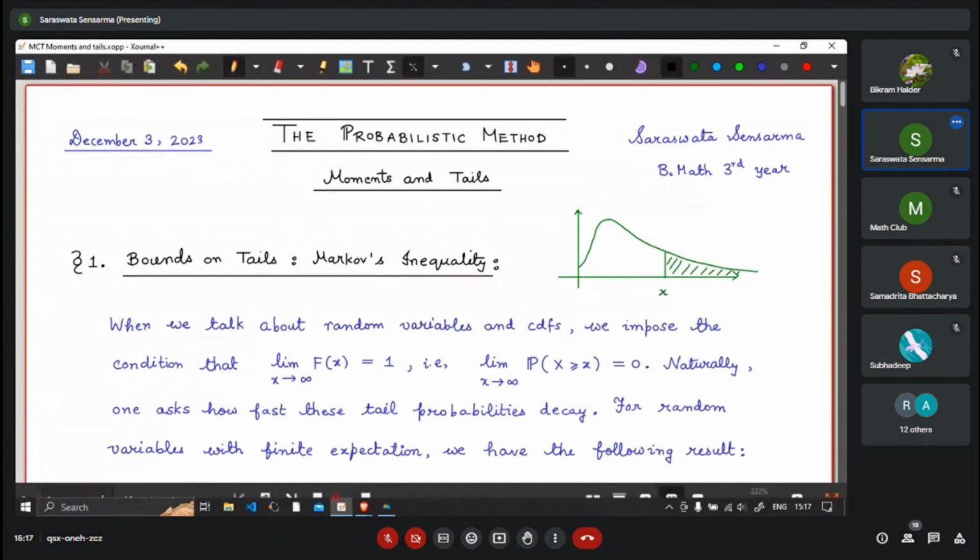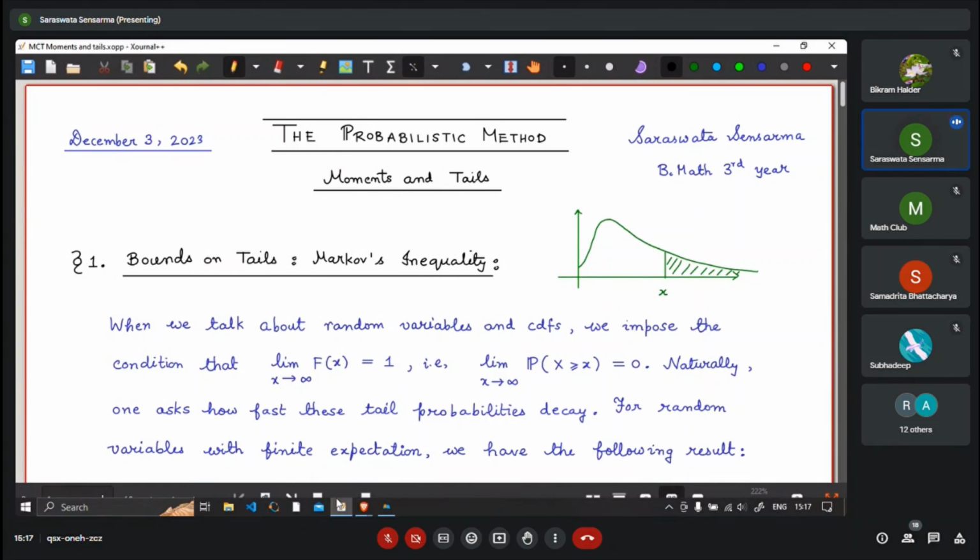Now, whenever we talk about random variables, if F is the CDF of a random variable, we always impose the condition that when x goes to infinity, this is 1. In other words, we are saying that the tail probability is decaying. The question is how fast. You can have a random variable with a tail probability which decays very slowly, or something where it decays exponentially. The question is, in general, what can we say?